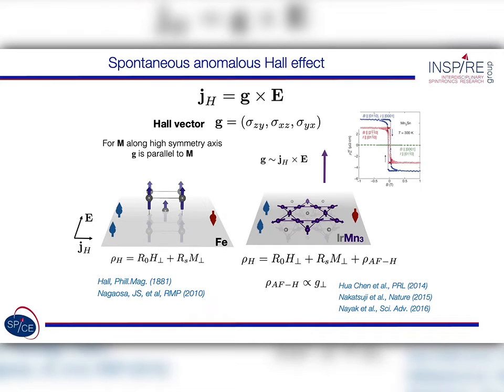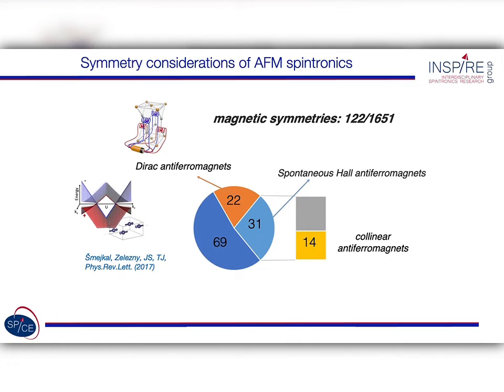And we wanted to see if there was actually such a thing as an anomalous Hall effect in a collinear antiferromagnet, something that would be very attractive to experimentalists, because collinear antiferromagnets are, of course, the simplest version of antiferromagnets. By once again analyzing the symmetries, the 122 magnetic point groups that we have, you can identify 22 that allow for Dirac antiferromagnets, and 31 that allow for spontaneous Hall antiferromagnets, but 14 which are also compatible with collinear antiferromagnetic order. So there is actually a large room here: 10% of the materials in the Bilbao magnetic materials library allow for such an effect.